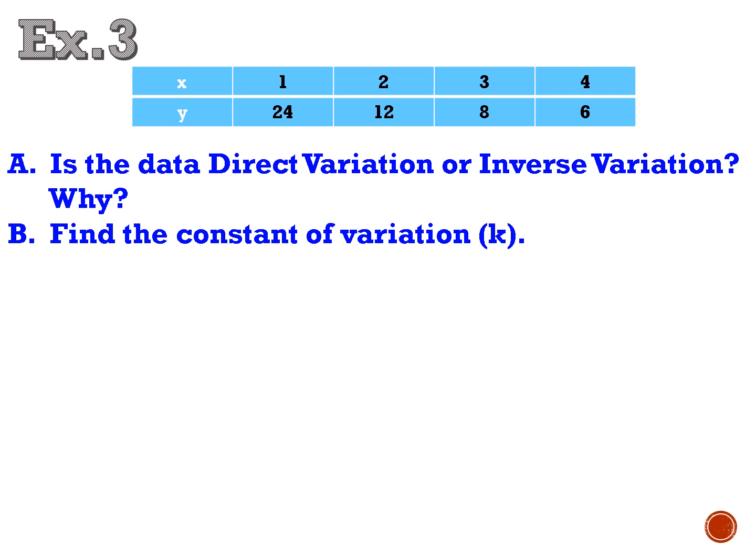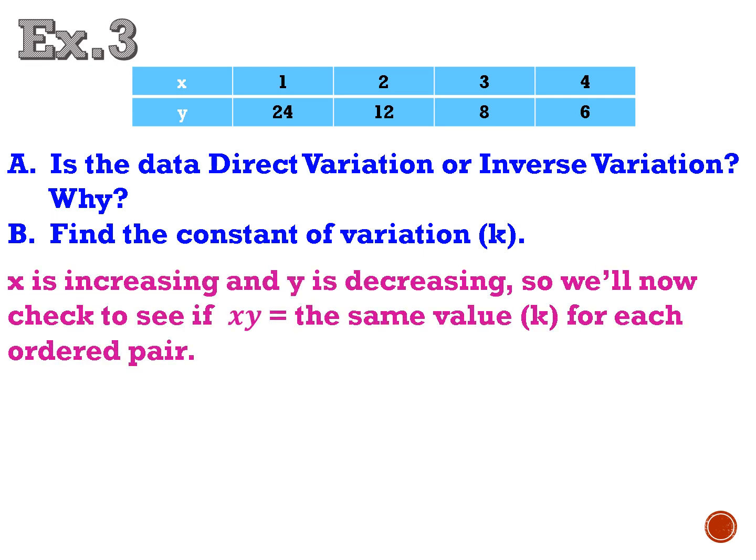So I'm thinking it might be inverse, but I don't know for sure, because for it to be inverse variation, yes, they have to be doing opposite things, like one's increasing, one's decreasing. But in addition to that, we also have to make sure that x times y, because it's inverse, produces the same value.